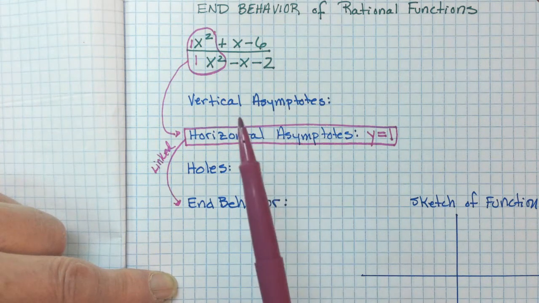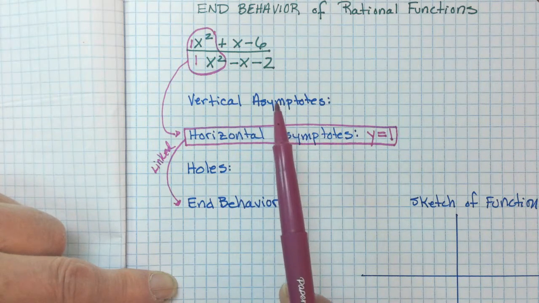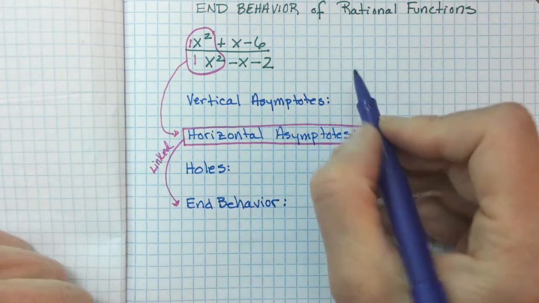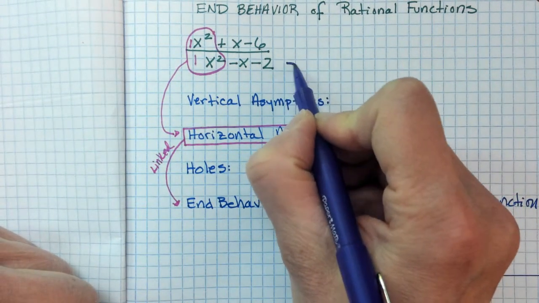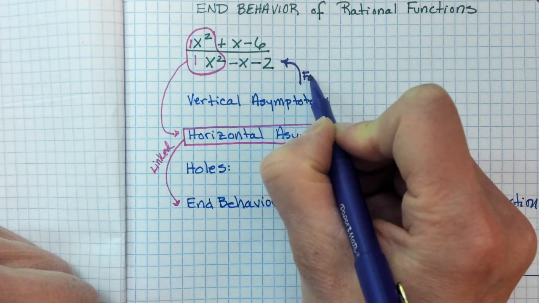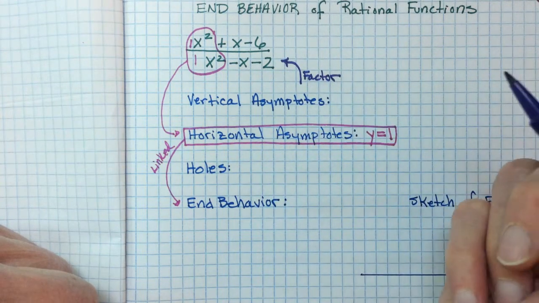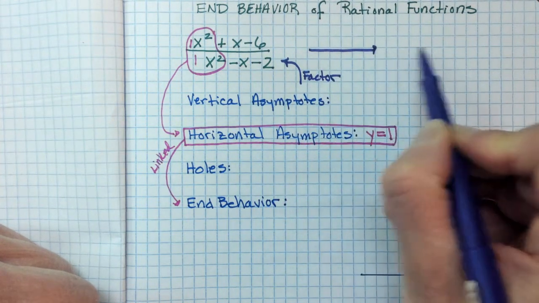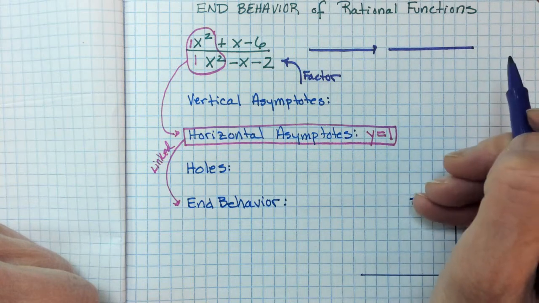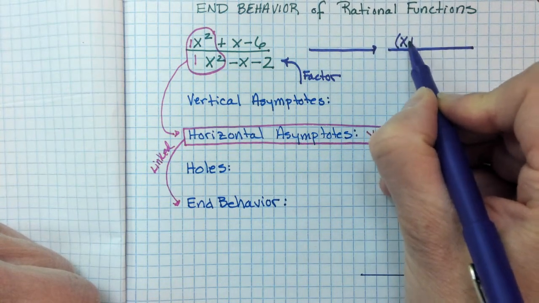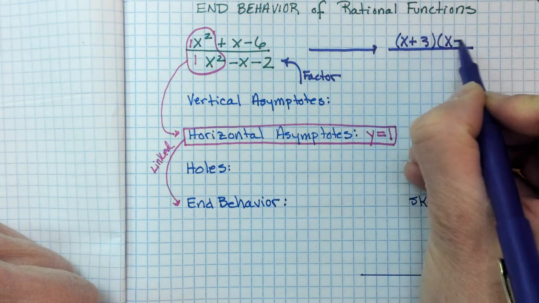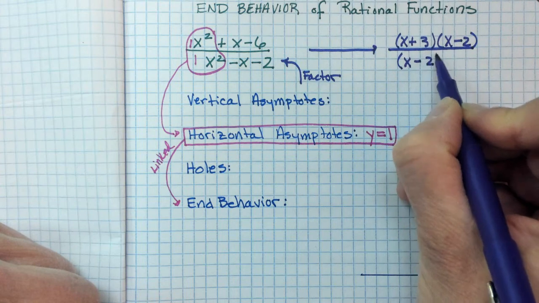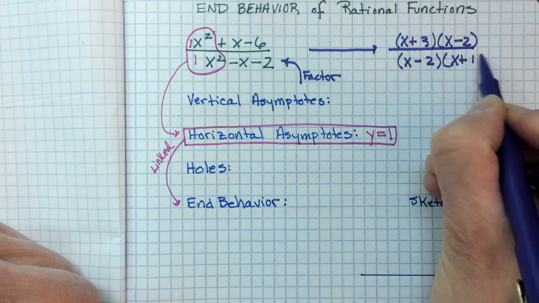Now let's talk about vertical asymptotes. If you remember, in order to get the vertical asymptote, we need to make sure that we factor the denominator. In fact, we're going to factor both of these, and I'm just going to write it out for you. I'm not going to go through all the steps because hopefully you know by now how to factor. When I factor the numerator, those are the factors I get. When I factor the denominator, those are the factors that I get.